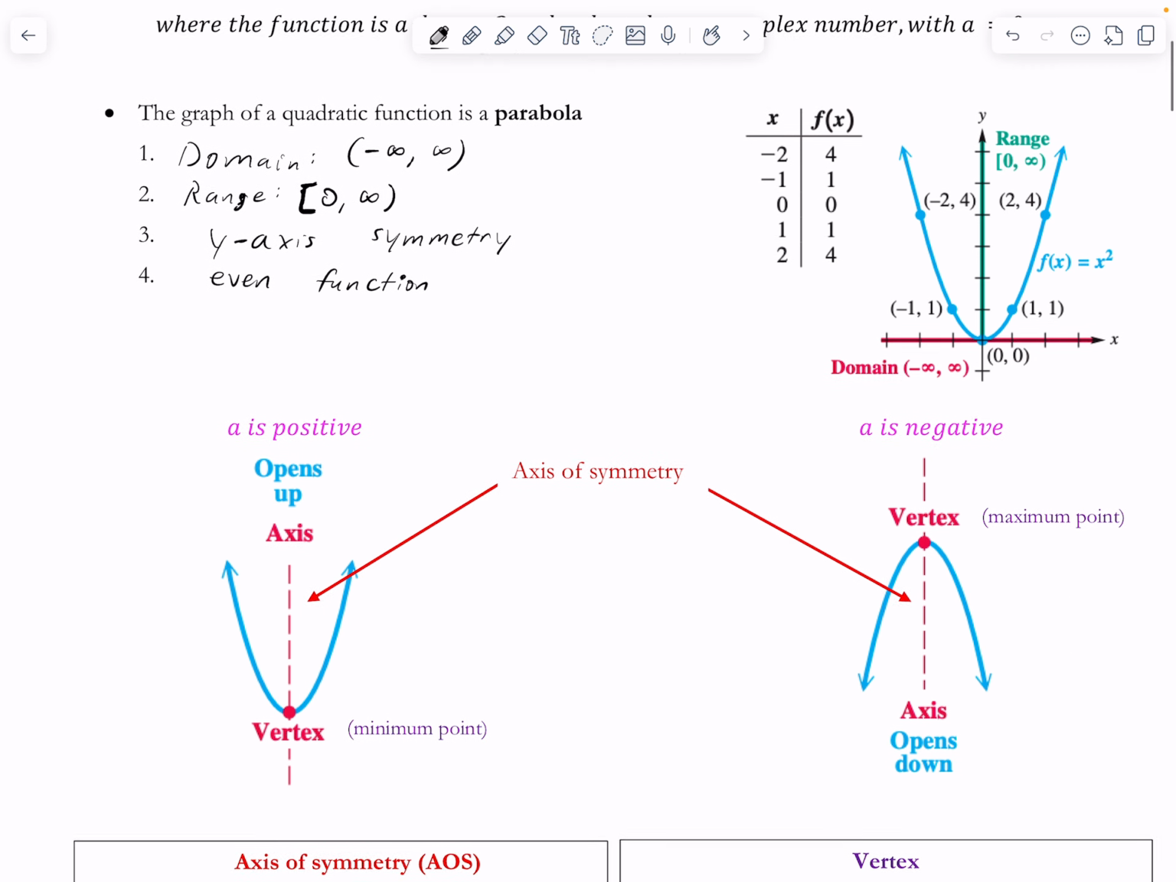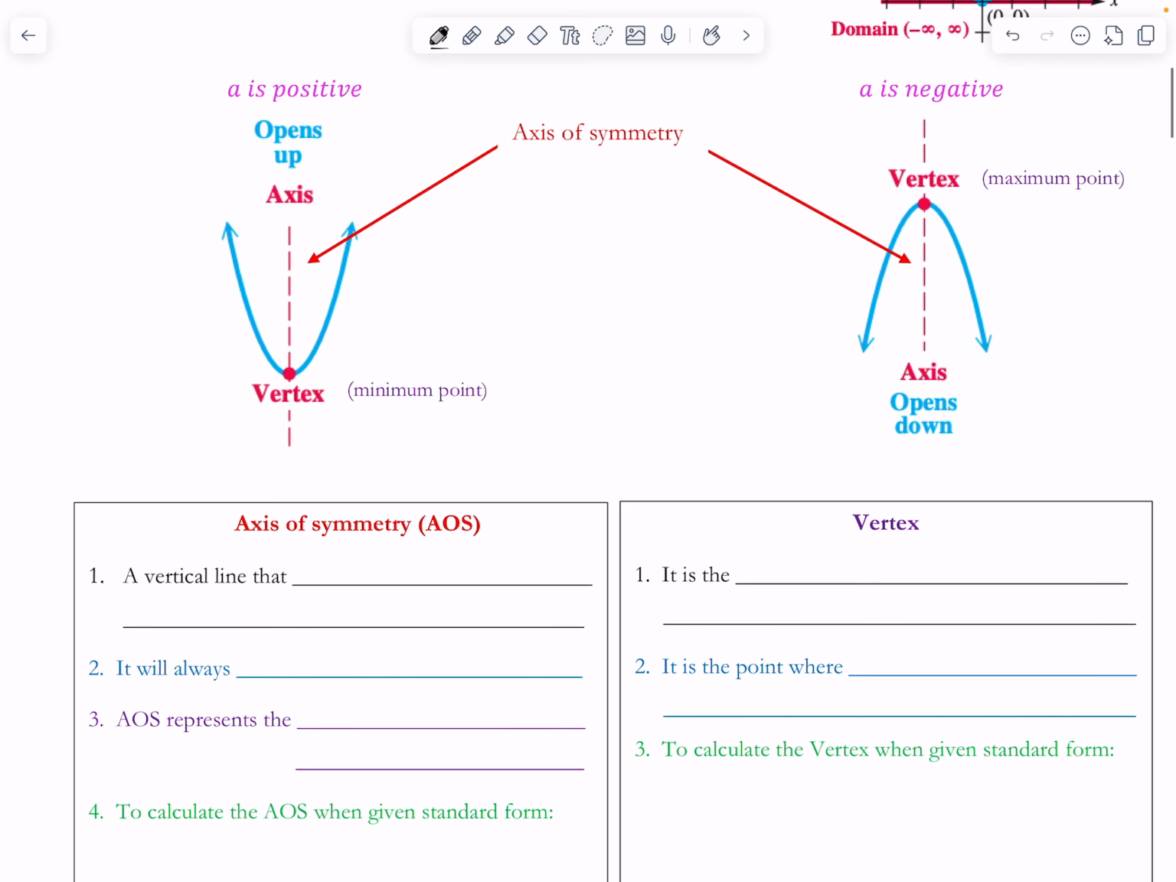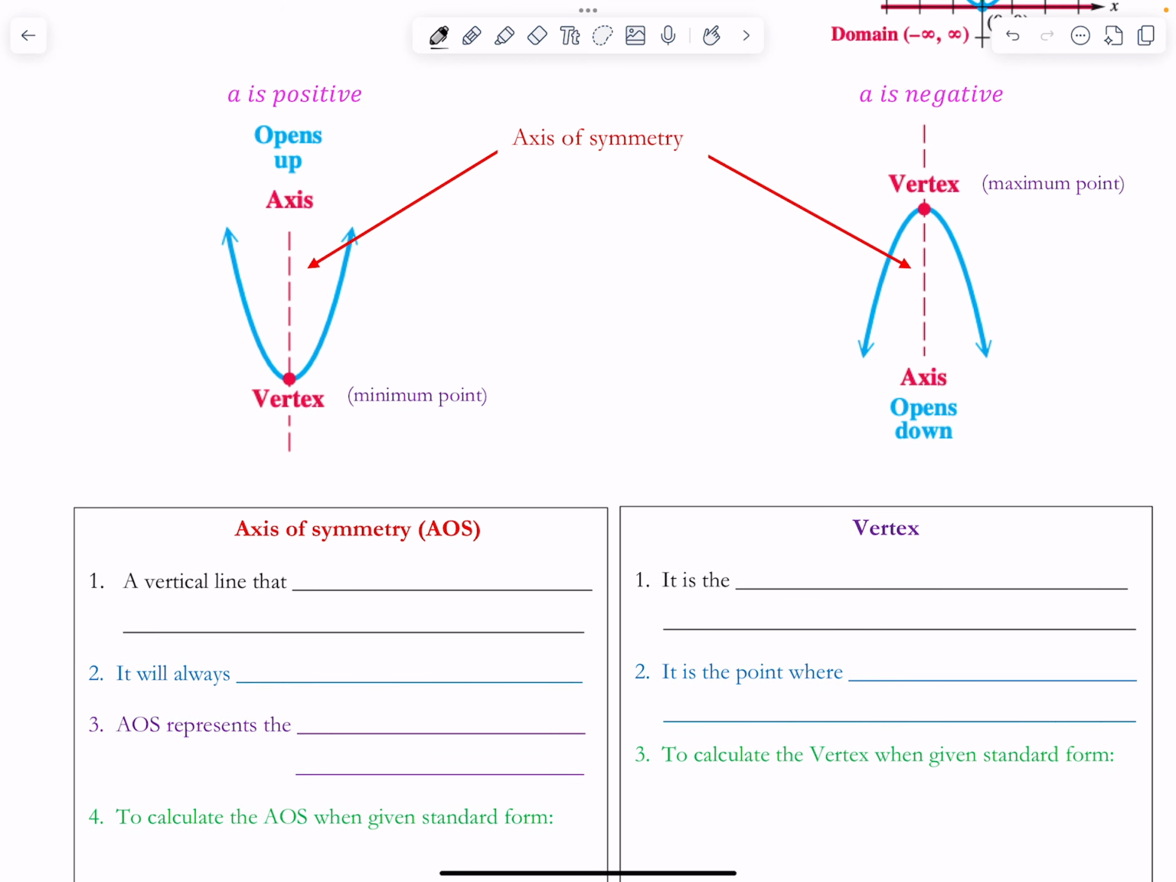All right, so when we look at these parabolas, you'll notice sometimes they're going to open up and sometimes they're going to open down. That really depends on the value at the very beginning of your quadratic function, that letter A. I'll show you on the next page 3 different ways that could give you these quadratic functions, but all of them are going to have an A value. If it's positive, it will open up. If it's negative, it opens down.